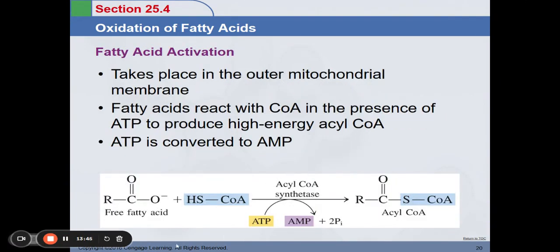Fatty acid activation takes place in the outer mitochondrial membrane. Fatty acids react with CoA in the presence of ATP to produce high-energy acyl-CoA, and ATP is converted into AMP, meaning two phosphates are released in this process. So here's your fatty acid. It is combined with CoA through the enzyme acyl-CoA synthase, and ATP is converted into AMP, releasing two phosphate groups. The final product would be acyl-CoA.